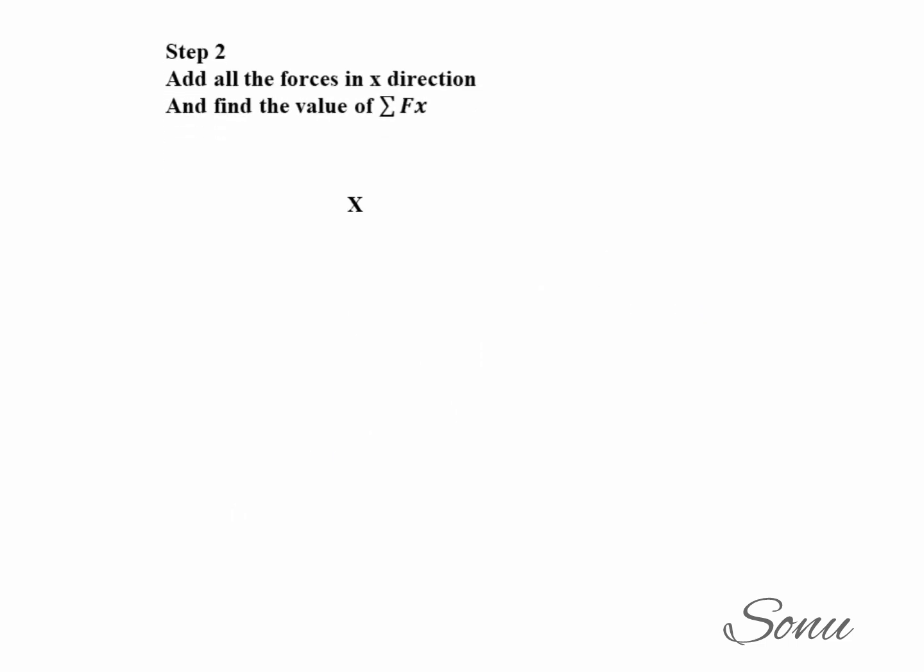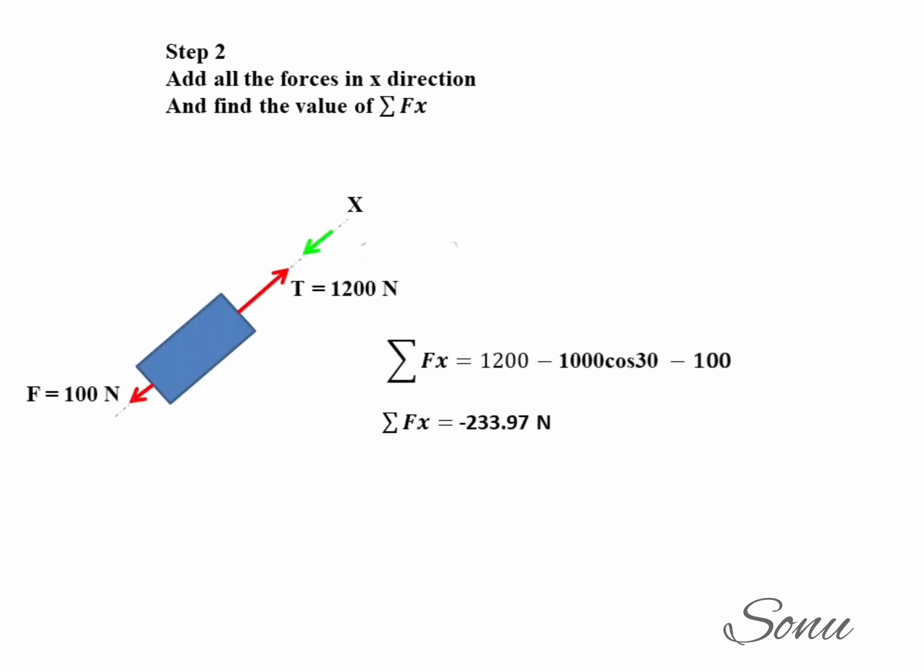Once we have taken the sign convention of all the forces, we will add all the forces along the x axis. So what are the forces along the x axis? The forces along the x axis are 1000 cos 30, then T equals 1200, and another force of 100 Newton. You can see here only one force has a positive direction, meaning upward direction, so we have taken it here. Next, similarly, we will resolve all the forces along the y axis.